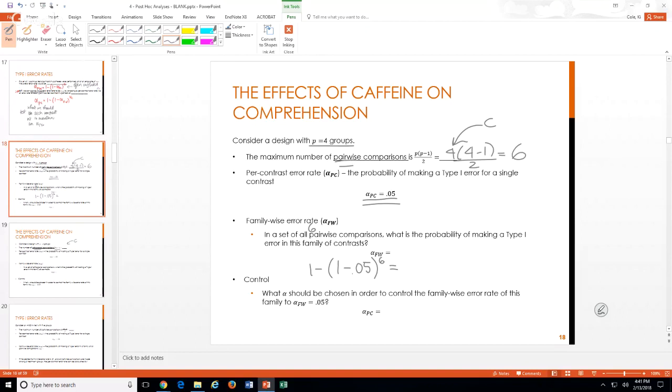What'd you get? 0.265. Wow. Potentially 26% error rate if you did all of those essentially t-tests, pairwise comparisons. That's way too high. We can't do that. So here, what should we do per contrast alpha to maintain the family-wise at an alpha 0.05 in 6 contrasts? So my exponent is now 1 over 6.